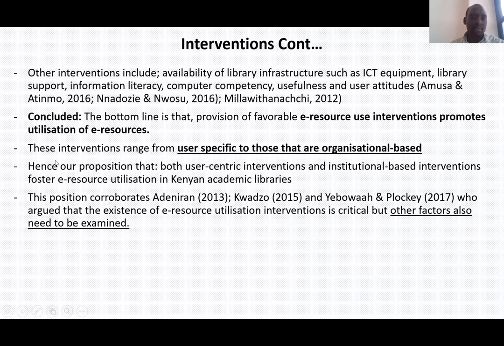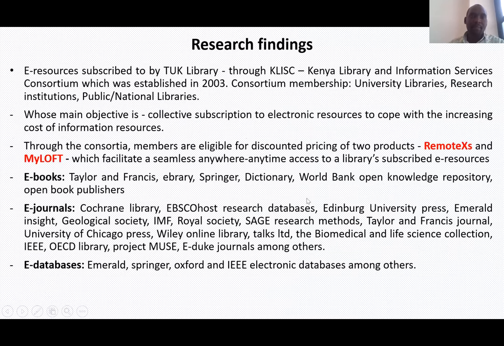So it can be concluded, or the bottom line is, that the provision of favorable e-resource use interventions promotes utilization of e-resources. These interventions also range from user-specific to those that are organization-based. This position corroborates Adeniran 2013, Watson 2015, and Yeboah and Blocky in 2017, who argue that the existence of e-resource utilization interventions is critical, but also other factors need to be examined. Okay. So the research findings.